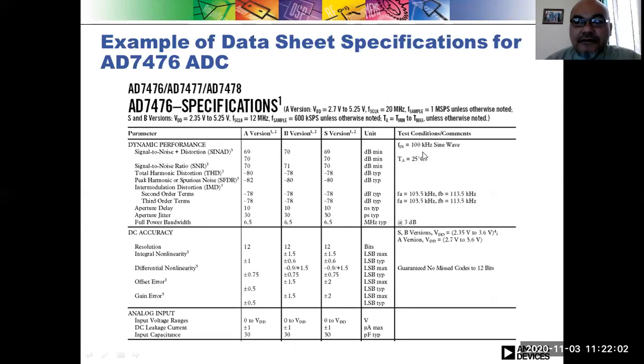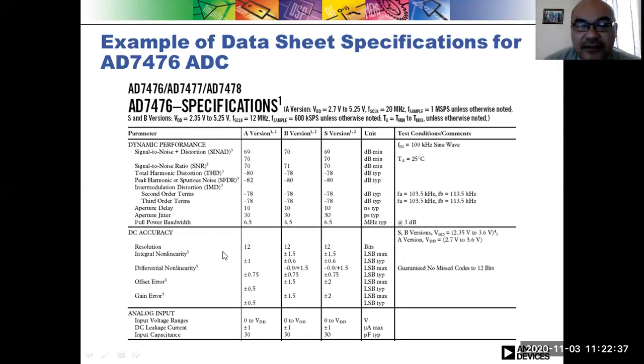Of course, if the frequency is higher than this, then you get lower signal to noise ratio and lower signal to noise plus distortion ratio. Total harmonic distortion, THD, peak harmonic or spurious noise, SFDR, etc., including the jitter, depending on the version, A, B, or C, all are 30 picoseconds. The aperture delay is 10 nanoseconds.